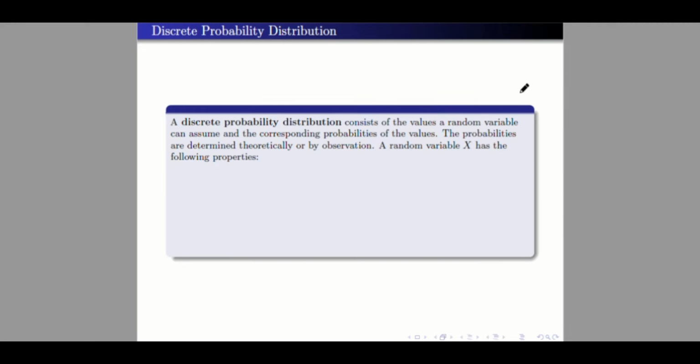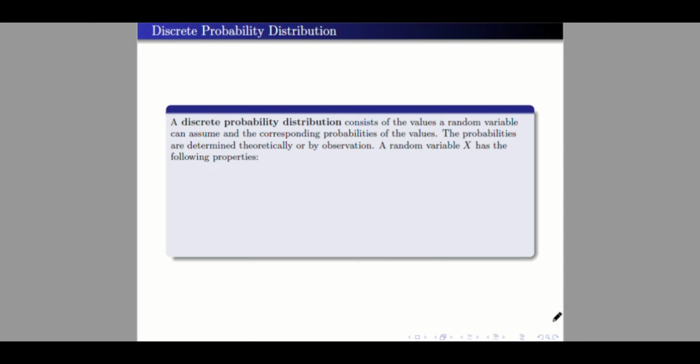A discrete probability distribution consists of the values a random variable can assume and the corresponding probabilities of the values. The probabilities are determined theoretically or by observation. And take note, when we discuss discrete, the data here are whole numbers or integers.